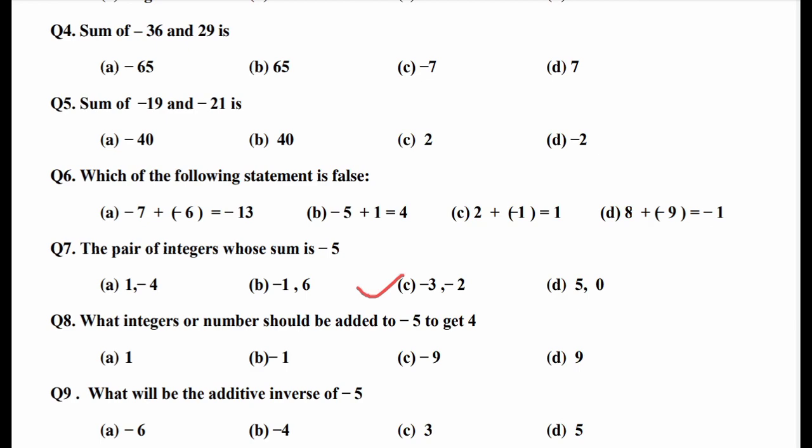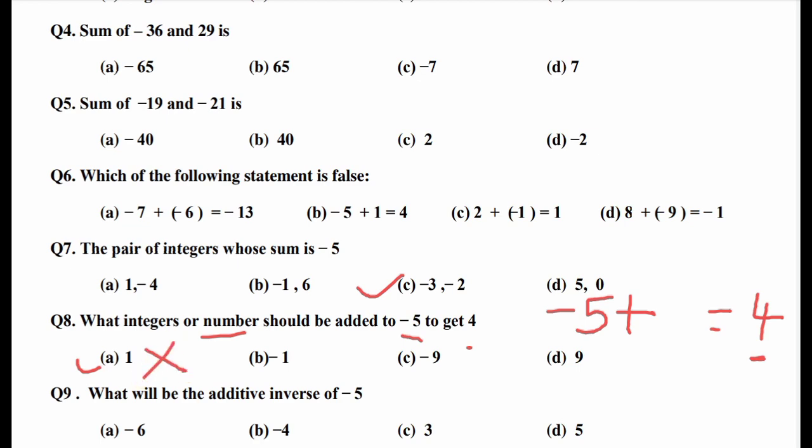Question number 8. What integer or number should be added to minus 5 to get 4? So here you have to add one number to minus 5 to get the answer 4. So which number should be added here? So we check from these options. First is A. And we add minus 5 plus 1 is equal to minus 4. So it is not 4.